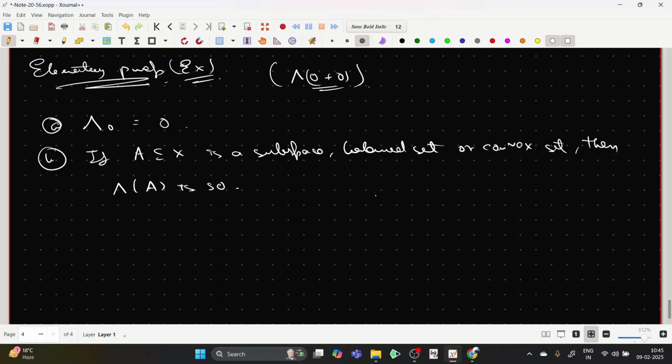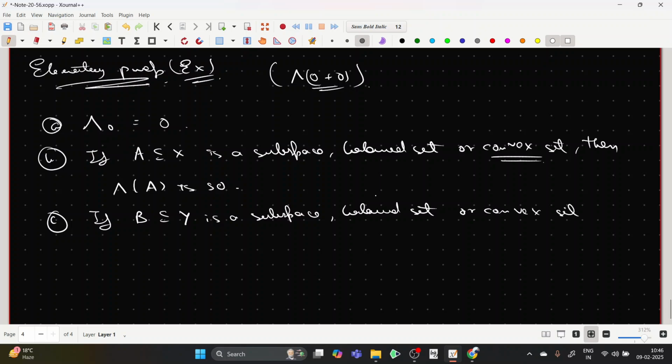Why? Let me just give you an idea. If it's convex, then for all x, y in A, t x plus (1 minus t) y must be in A. Just apply the linear map on both sides. The T's will come out. Similarly, if B in Y is a subspace, balanced set, or a convex set, then the inverse image of it is so.